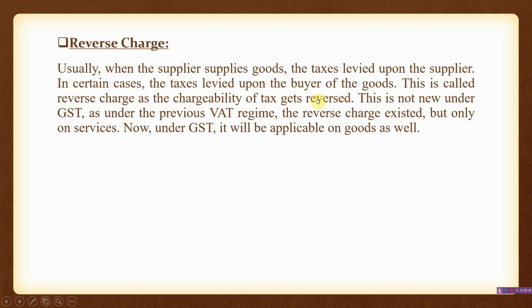Instead of the supplier, on whom is it levied? On the buyer. Okay? That is why the chargeability of the tax gets reversed, and that is why it is called a reverse charge. This is not new under GST, as under the previous VAT regime, the reverse charge existed, but only on services. Now under GST, it will be applicable on goods as well. So this is what a reverse charge means.